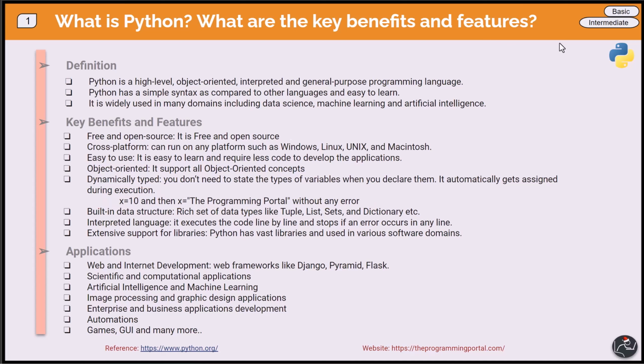It also has a very rich set of data structures and libraries. Python is generally referred to as an interpreted language. It means it executes the code line by line and stops if any error occurs in any line. We will see some more depth later in this video.